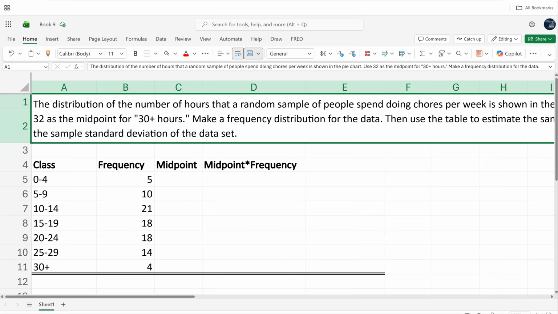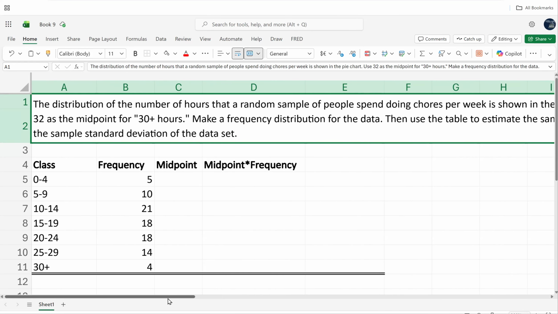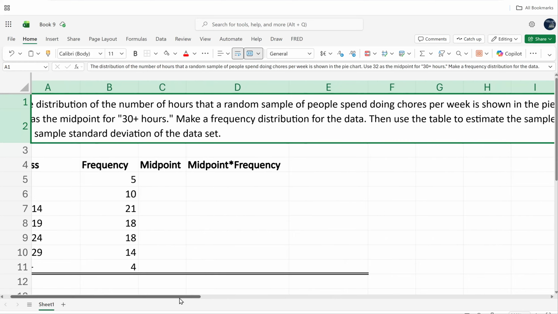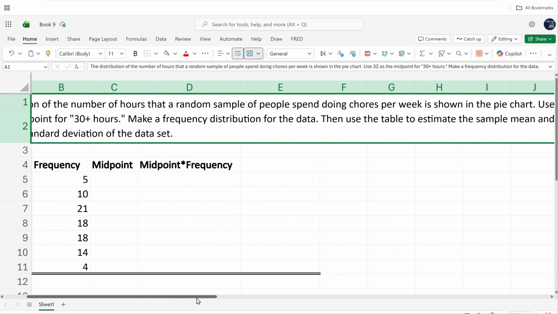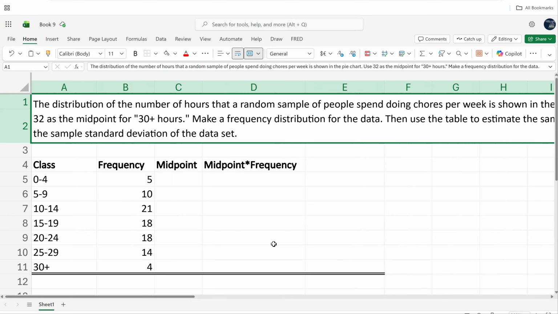So here is the problem at hand. The distribution of the number of hours that a random sample of people spend doing chores per week is shown in the pie chart. Use 32 as the midpoint for 30 plus hours. Make a frequency distribution for the data. Then use the table to estimate the sample mean and the sample standard deviation of the set.